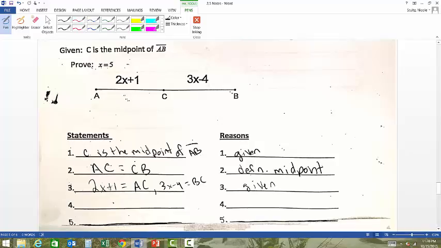I'm all right. And it's okay that I have AC equals CB as my step 2. Usually we write the givens first, but I didn't need to know what I wrote in step 3 to do step 2. They have nothing to do with each other, so we're okay. What I want to do next is plug in 2x plus 1 for AC, and plug in 3x minus 4 for BC.